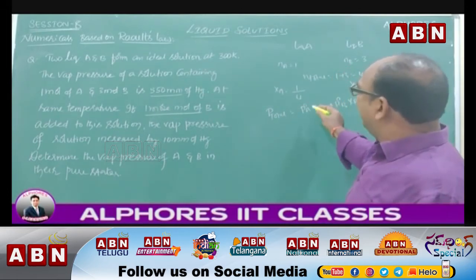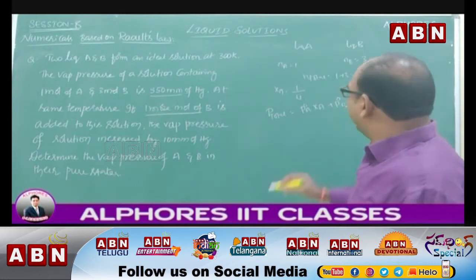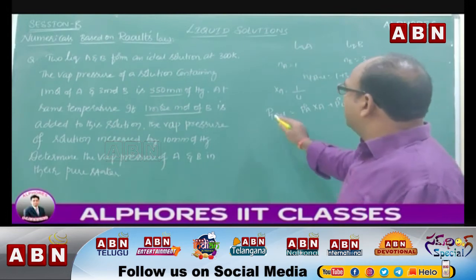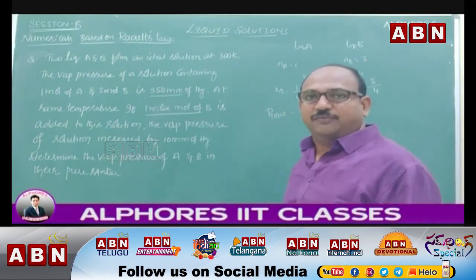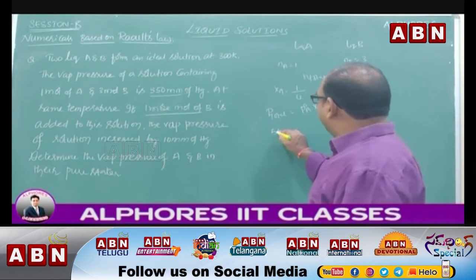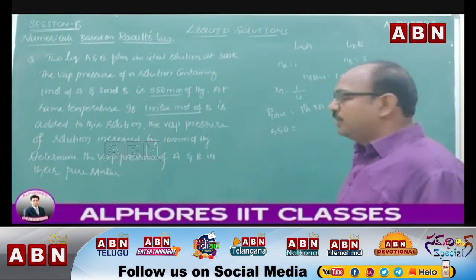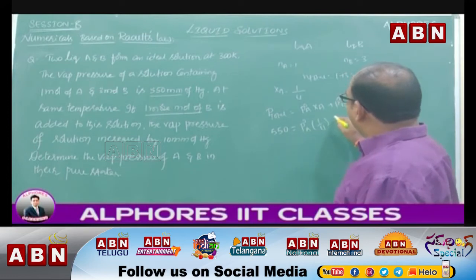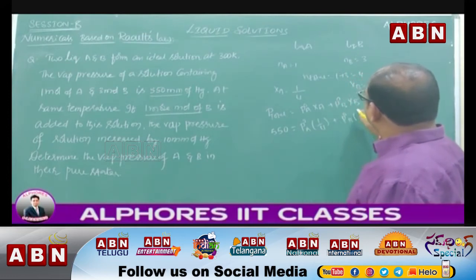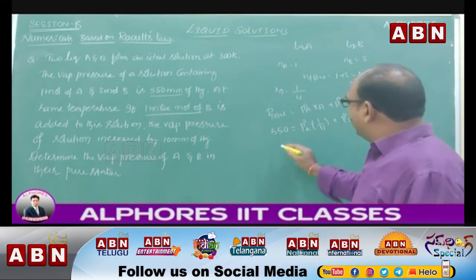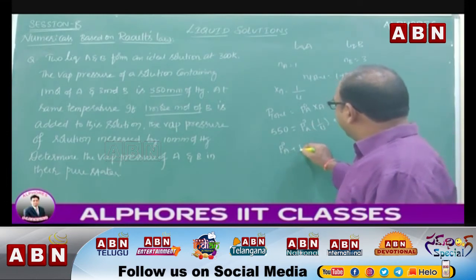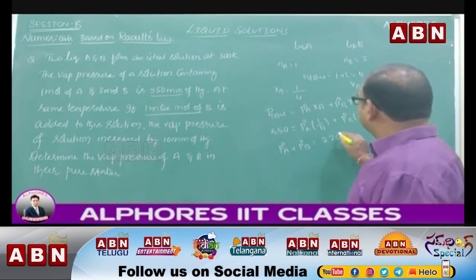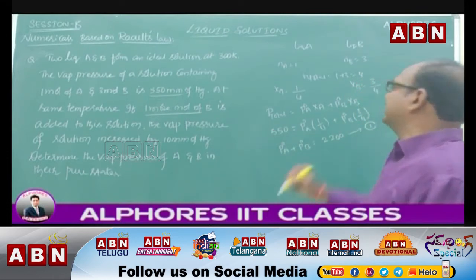Here P naught A, P naught B, we don't know that. So XA is 1 by 4 and XB is 3 by 4. P total is given as 550. Then we can write 550 is equal to P naught A into 1 by 4 plus P naught B into 3 by 4. Furthermore, we have P naught A plus 3 P naught B is equal to, if 4 comes here, 2200. Let us say this is equation 1.